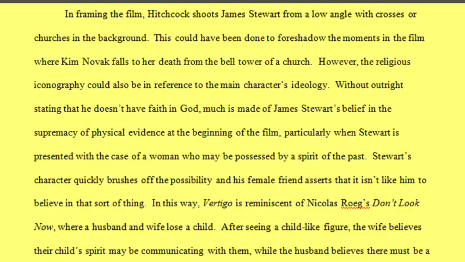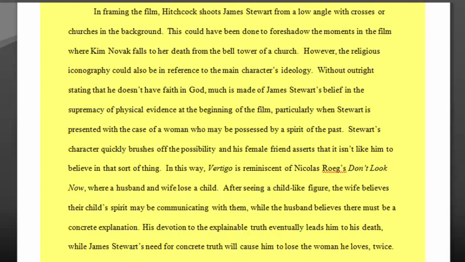In this way, Vertigo is reminiscent of Nicolas Roeg's Don't Look Now, where a husband and a wife lose a child. After seeing a childlike figure, the wife believes the child's spirit may be communicating with them, while the husband believes there must be a concrete explanation.